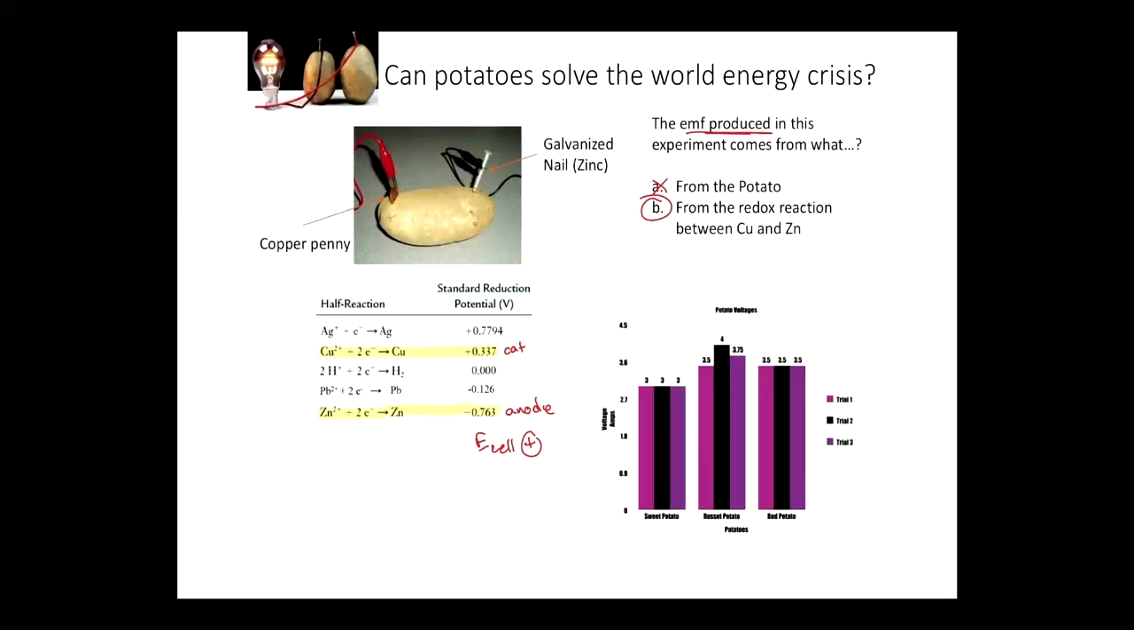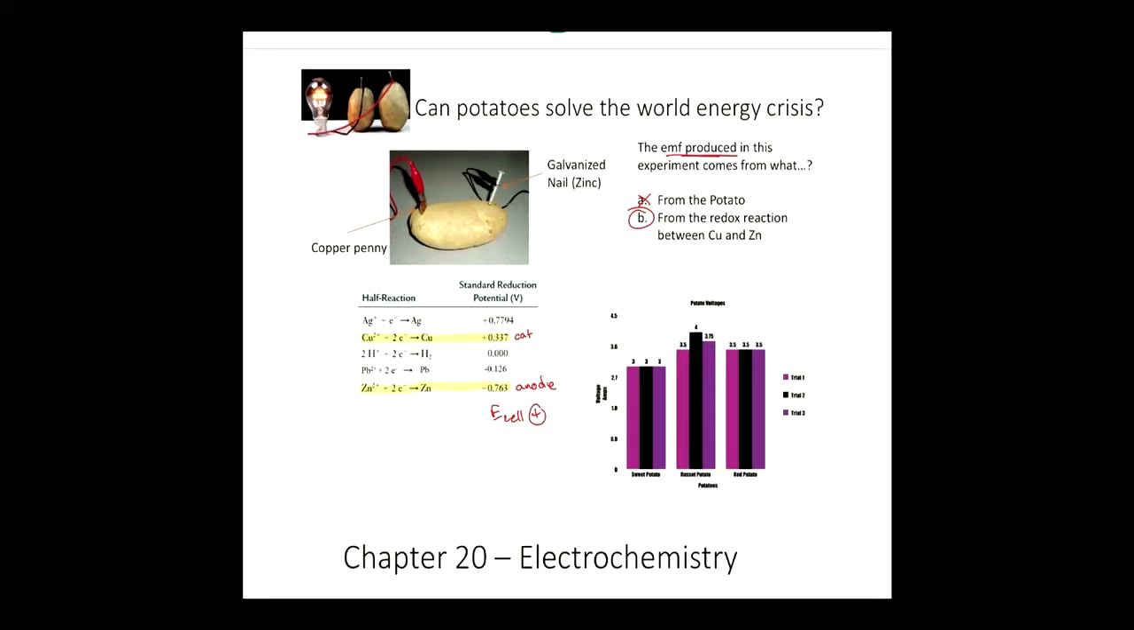So no, potatoes can't solve the world energy crisis. They are just acting as the electrolyte, the salt bridge in this reaction. Again, you can use a pickle. You could just use salt water too. You just put a copper strip and a zinc strip in it and connect a light bulb to it. You might be able to get something. Okay, so yeah, potatoes can't do that.